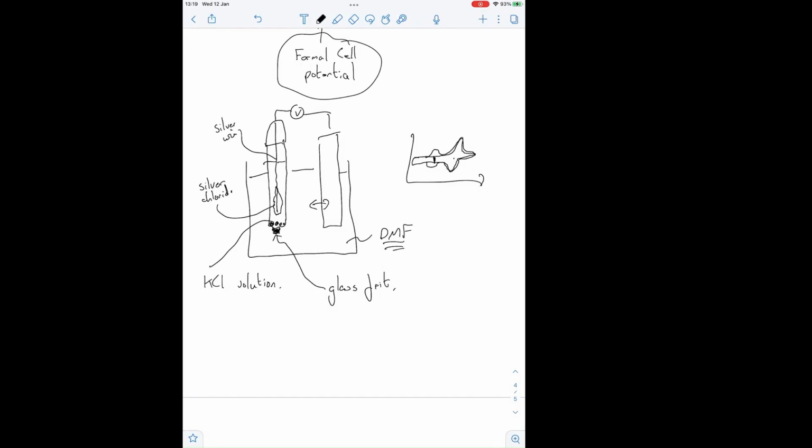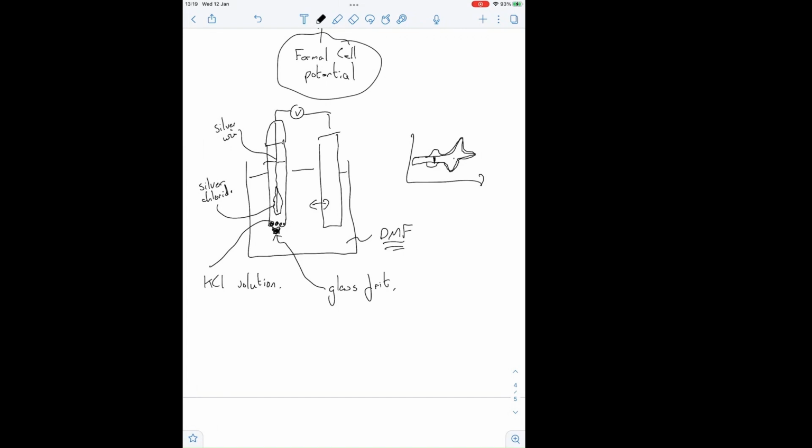That's a good way of taking a reference. It may be okay, if you're only looking at potential changes, to use a pseudo reference. But if you're using a pseudo reference, be honest and quote it. With all reference electrodes, be very honest and exact in your papers and publications about what your reference electrode is.